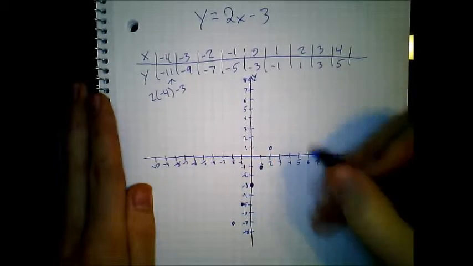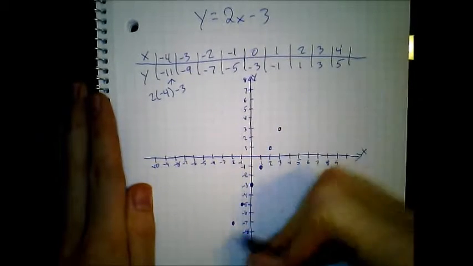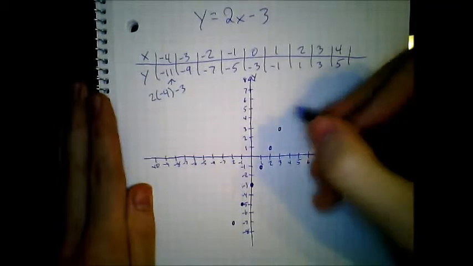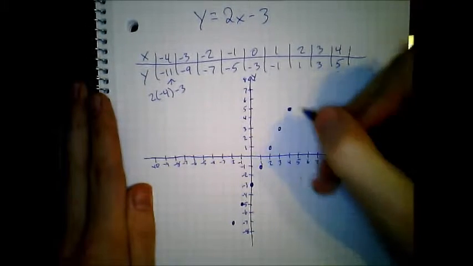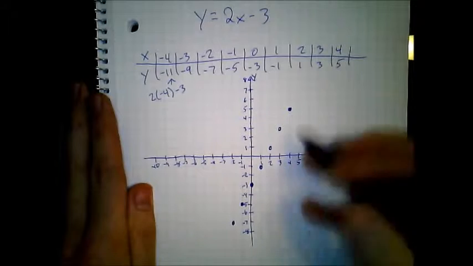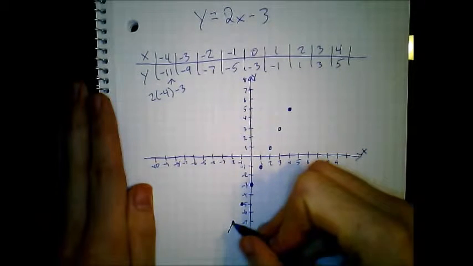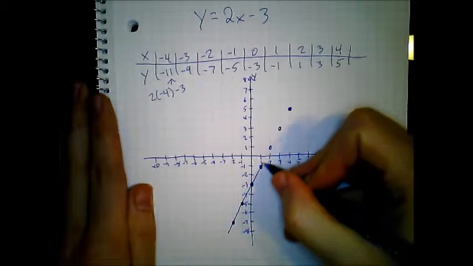2, 1. 3, 3. And we start to see all these points are following the same pattern. All these points are lying on the same line, which is good news. It means we're doing the right work. Okay, so we got to the end point on our table. So now what we're going to do is draw our line, nice and neat, through these points.